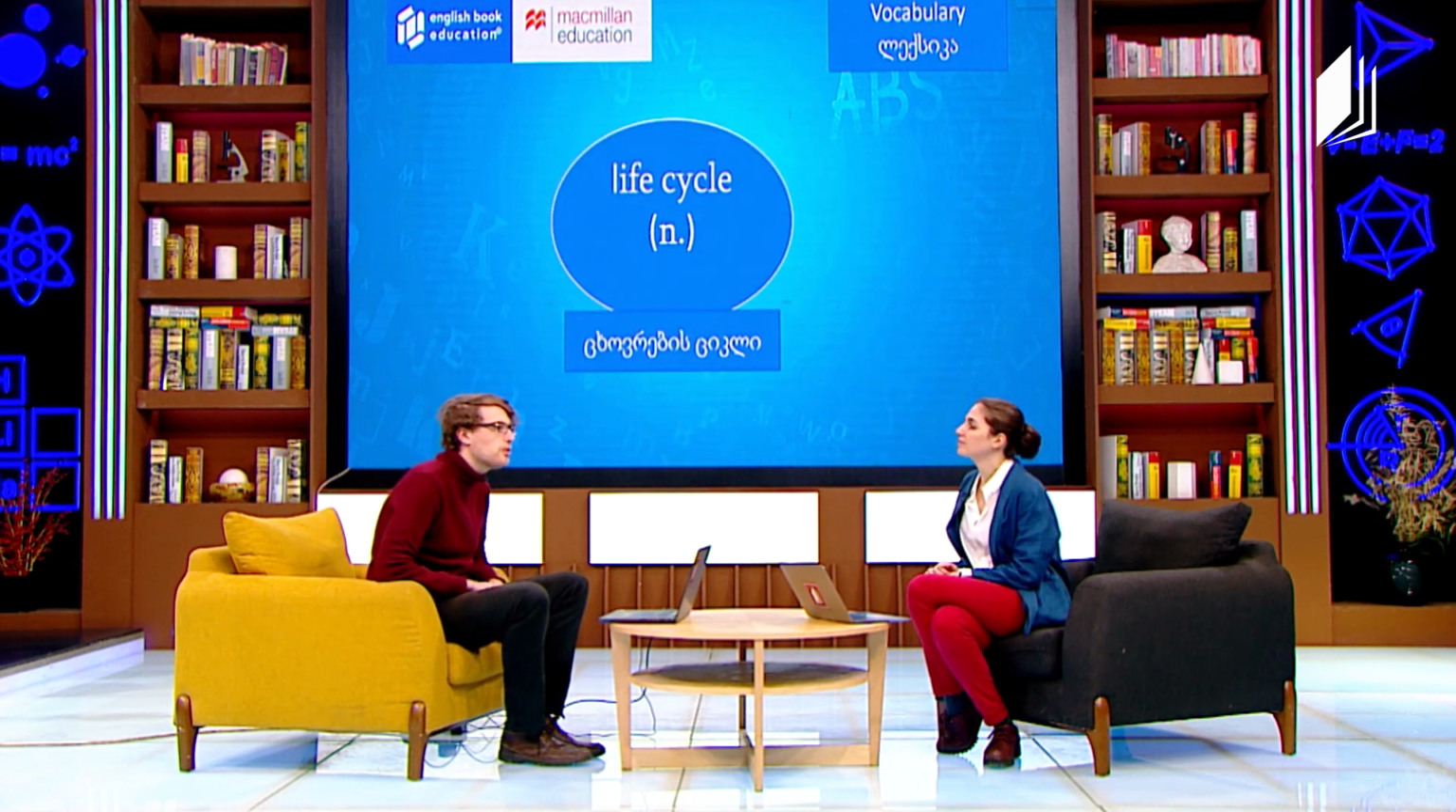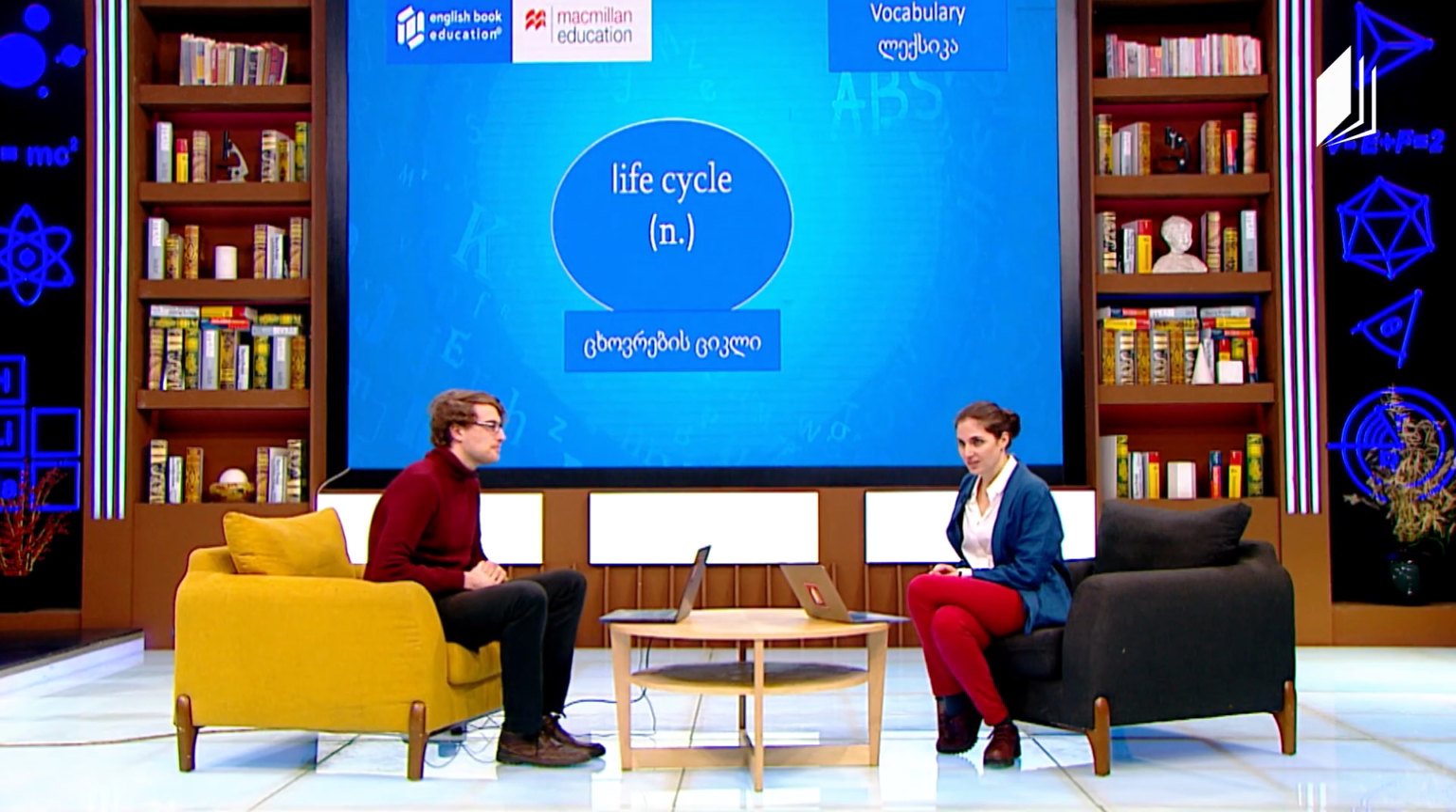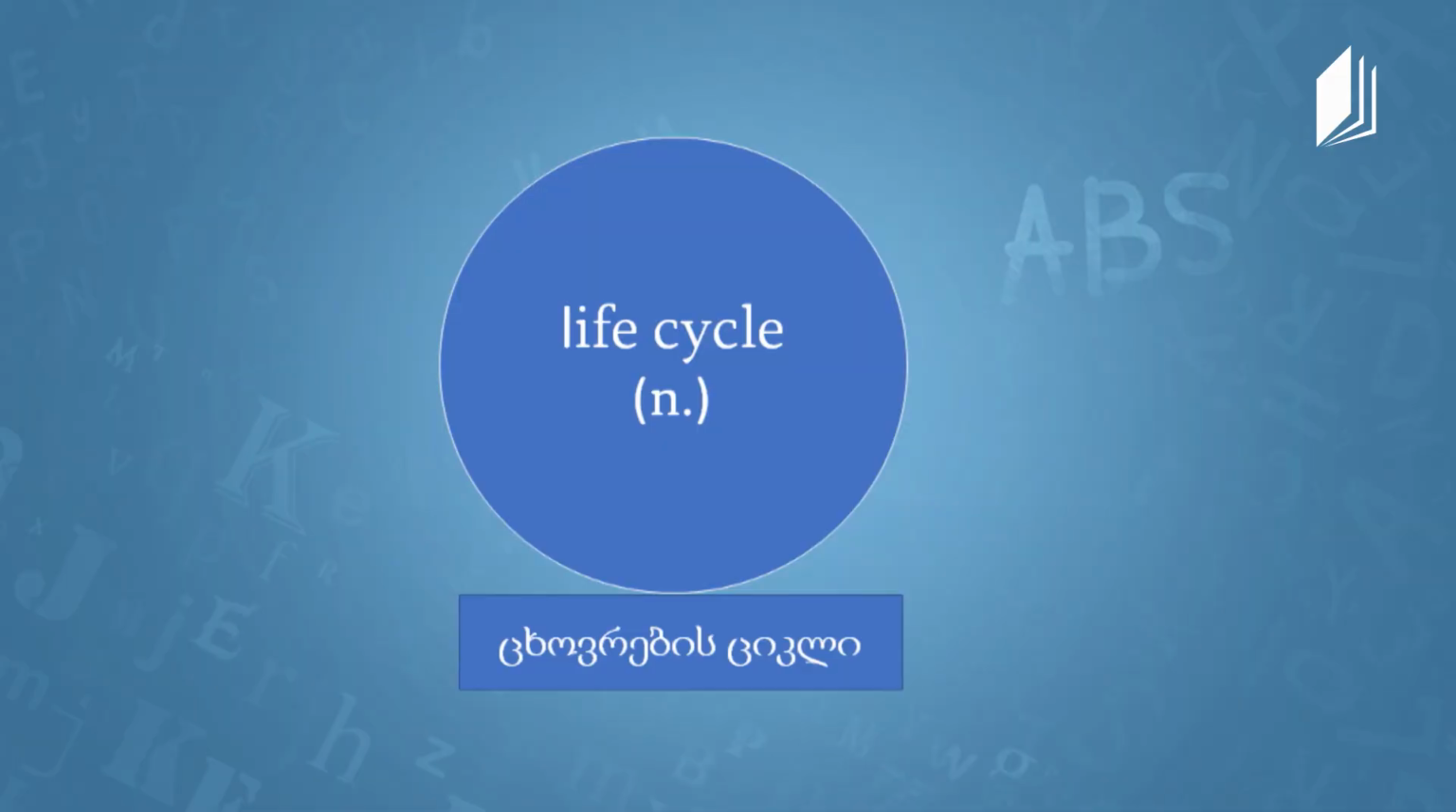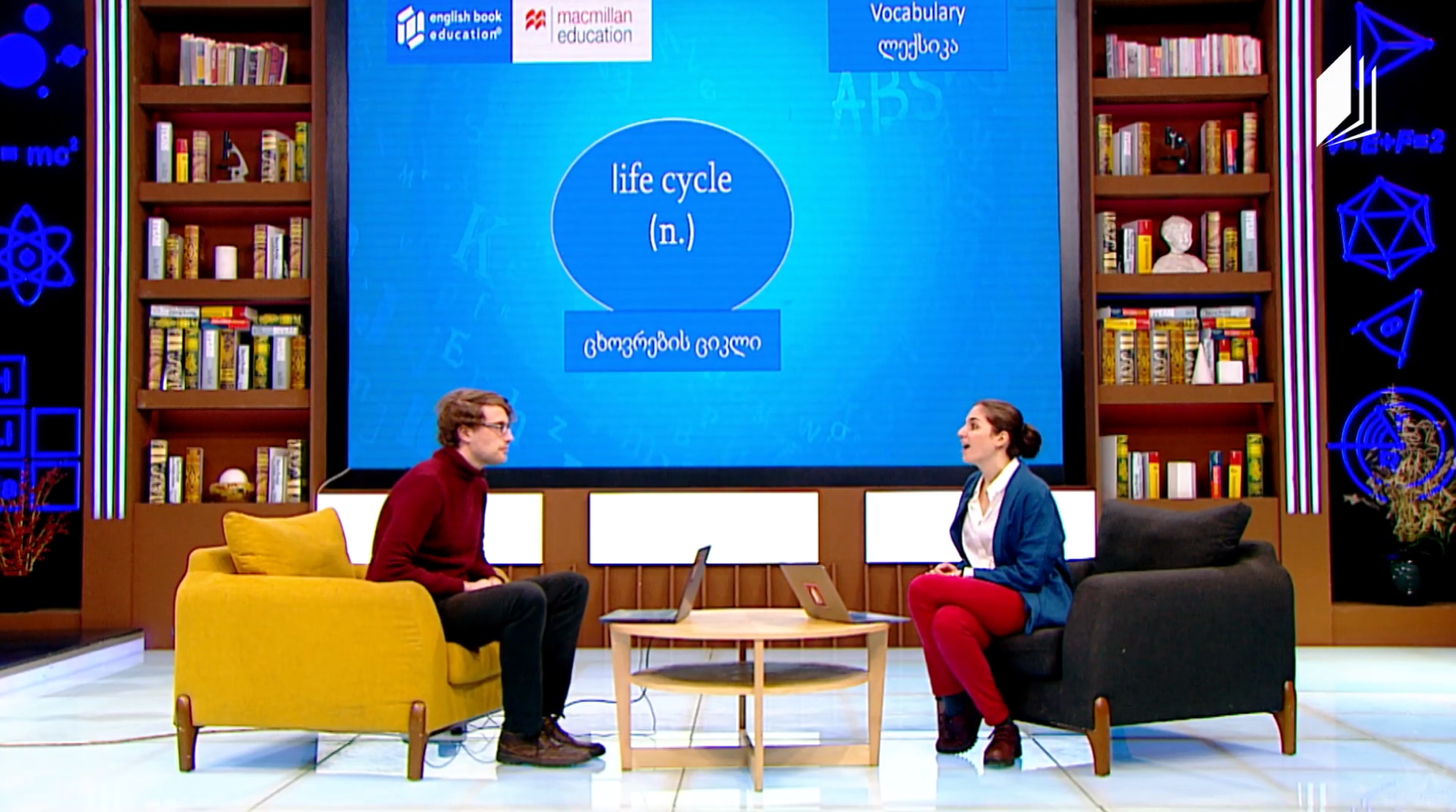So our first word is life cycle. And in English, it is a noun, and it is every stage of life from birth to death, like I said before. Life cycle in Georgian means ცხოვრების ციკლი. Life cycle, ცხოვრების ციკლი.